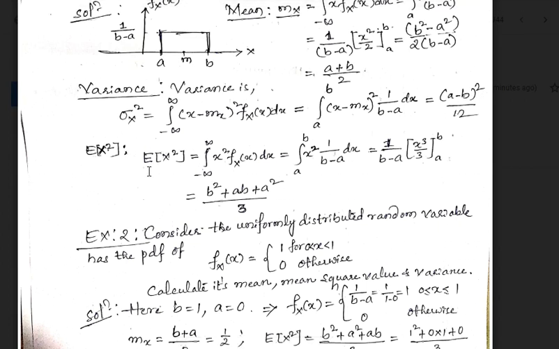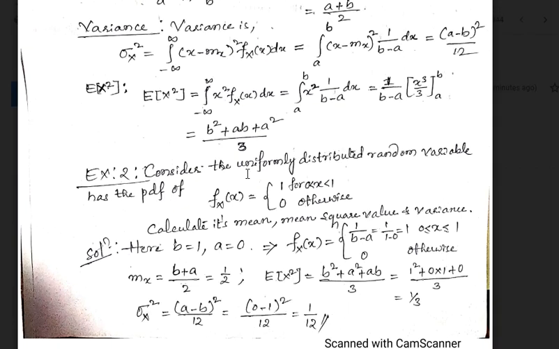And E of x square can be found. E of x square is the integral of x square into fx of x dx. So x square times fx of x, which is 1 by (b minus a), and the integration of x square gives x cubed by 3. After solving, we get (a square plus b square plus ab) divided by 3. So let's solve a problem in relation to this.